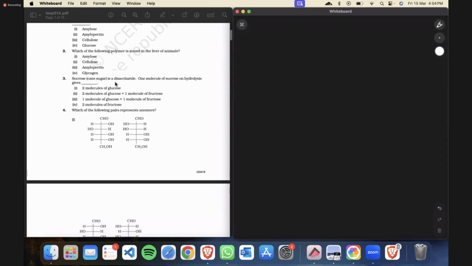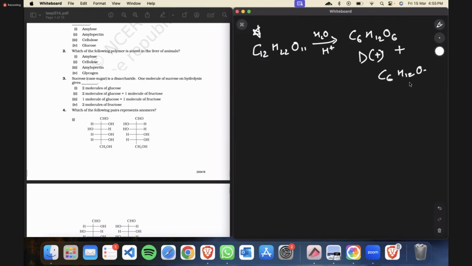Now, next question. Sucrose is a disaccharide. One molecule of sucrose on hydrolysis gives what? So here you need to remember this reaction. This reaction is basically important. So C12H22O11, mark it important. Now, with H2O and H plus, it will give you glucose, and this is D plus glucose. And along with this, you get another one, C6H12O6. This glucose is D minus. So this is how a disaccharide breaks up.